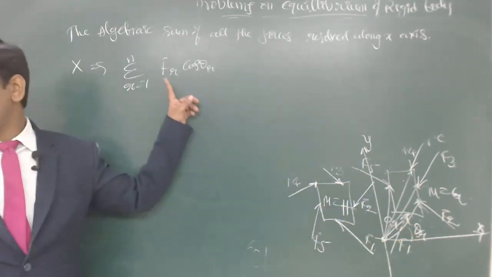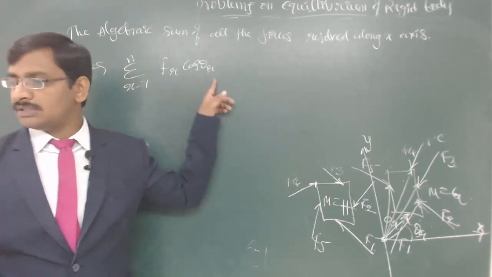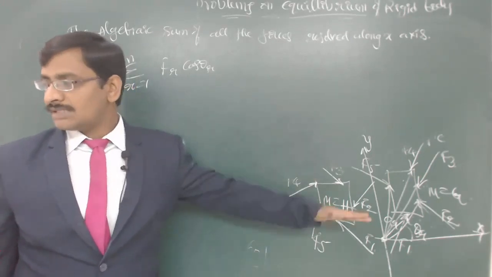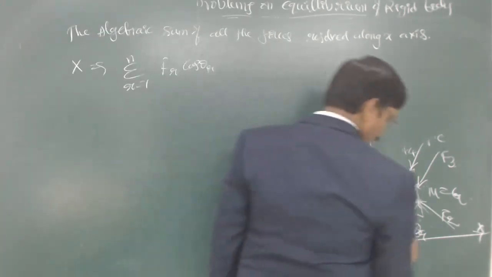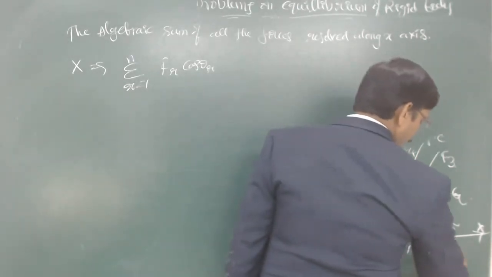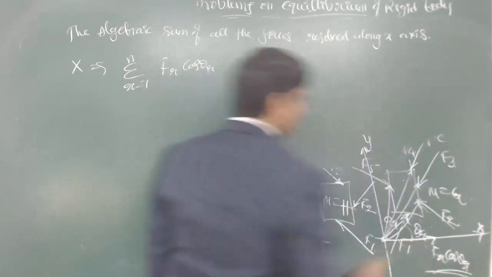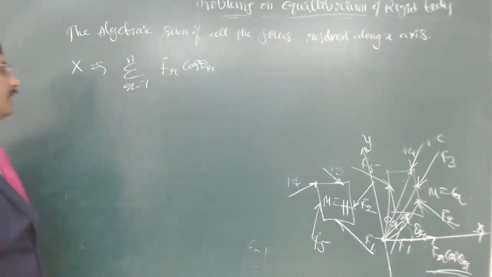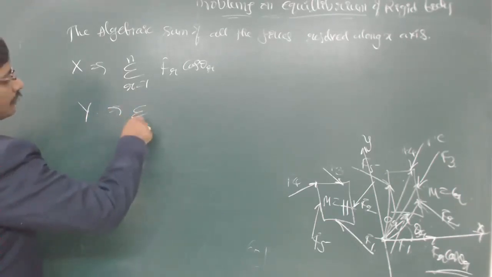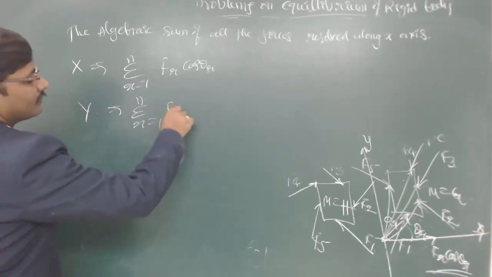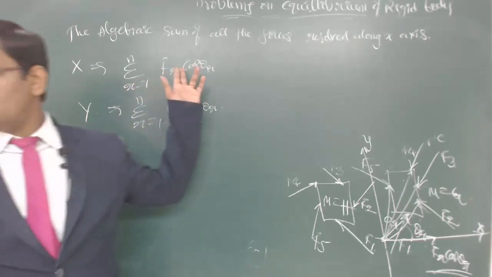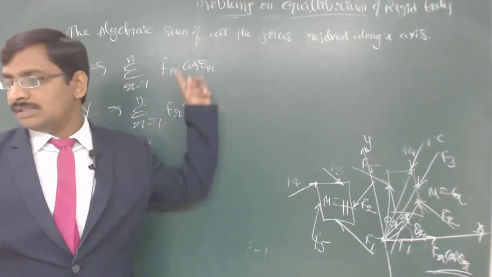So the same thing, Fr cos theta r. Now F1 cos theta 1 plus F2 cos theta 2 plus and so on up to Fn cos theta n is nothing but the cos theta factor, which will be the horizontal component of the force. So this is Fr cos theta r, and the sigma will relate all the forces together as a sum. So this is X. And similarly, the resolved component along the y-axis will be sigma r equal to 1 to n, Fr sin theta r. So this is the resolved component along the y-axis, and this is along the x-axis.